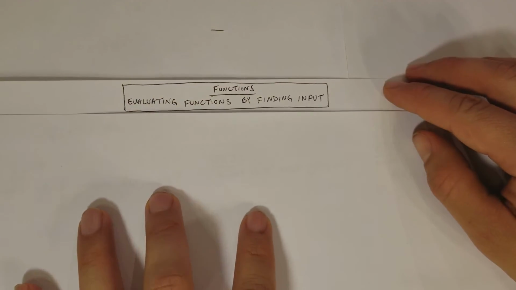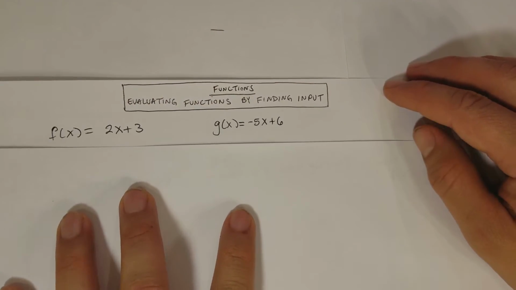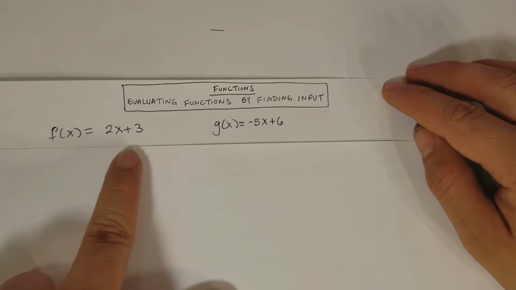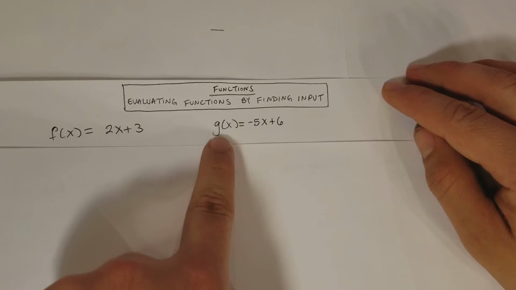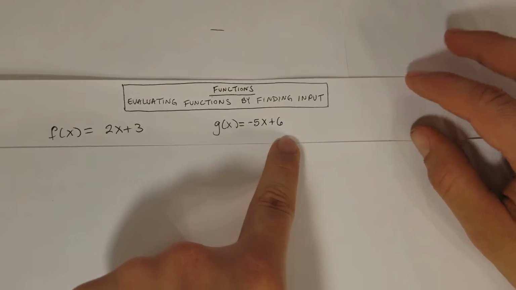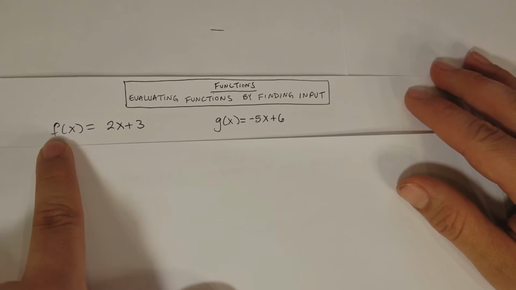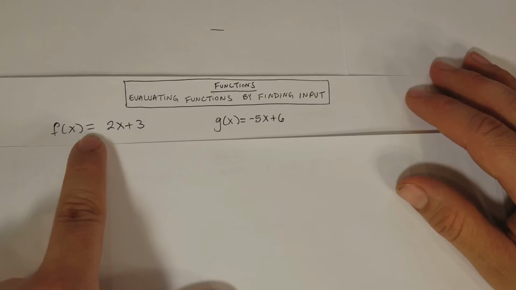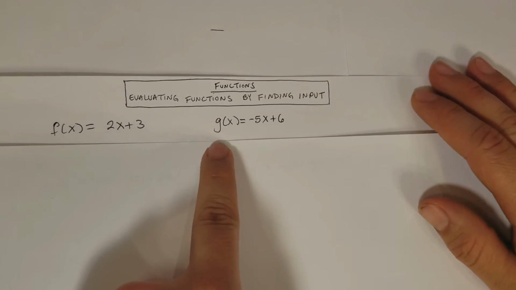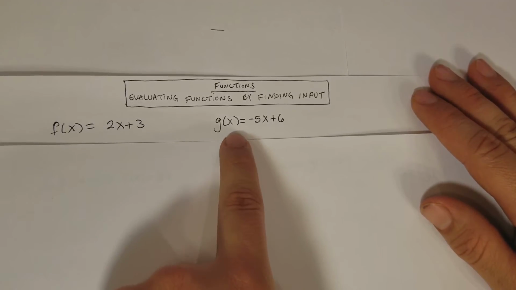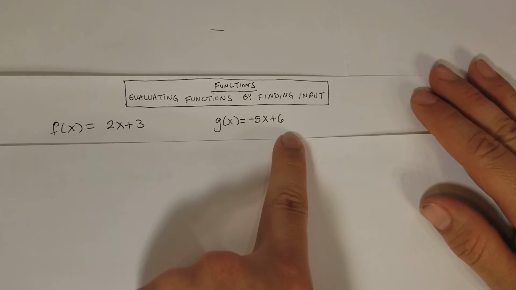So I'm going to give you guys two functions. We have function f of x, which is 2x plus 3. And we have function g of x, which is negative 5x plus 6. So again, this is read function f with variable x is equal to 2x plus 3. This is read function g with variable x is equal to negative 5x plus 6.